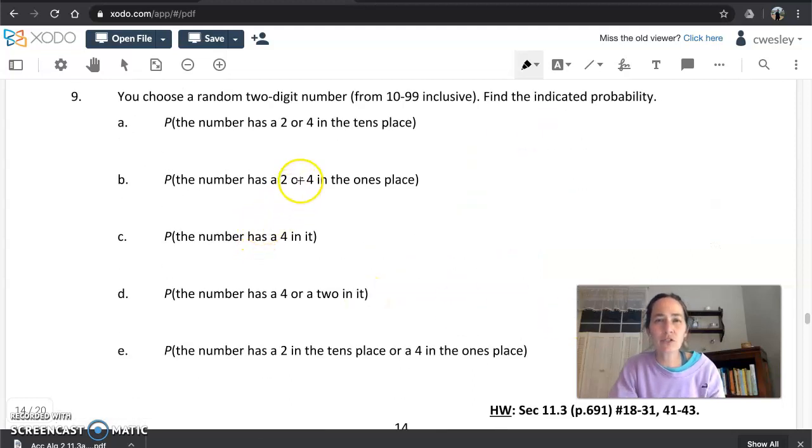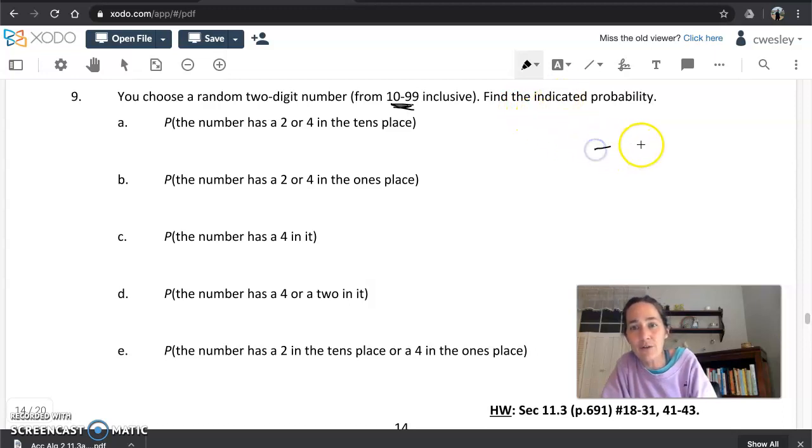We're going to skip down to the bottom of the page where it says you choose a random 2-digit number from 10 to 99 inclusive. I have a question for you first at the bottom here. How many numbers are there from 10 to 99? If I take 99 minus 10, I get 89. There's actually 90 numbers. You got to think about it. You're including the 2 boundaries. So think about the 2 digits, right? For a 2-digit number, you have how many choices for the first digit?